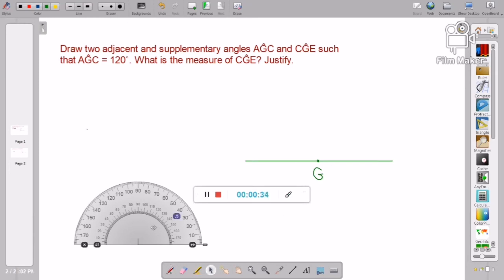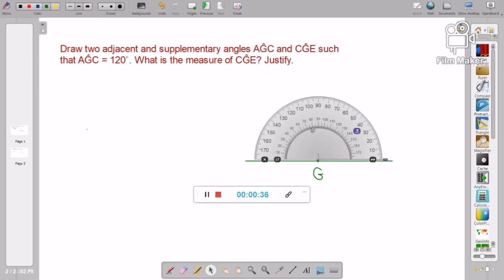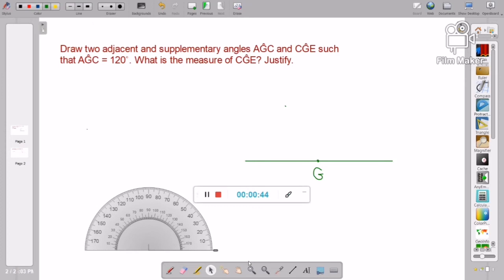I bring the protractor. I measure 120. I put a point and I join them to make the common side. This is the common side. The common side is GC. So this is 120. The angle with 120 is the AGC. So this is A. And finally, this is E.